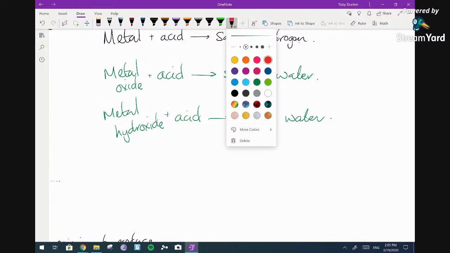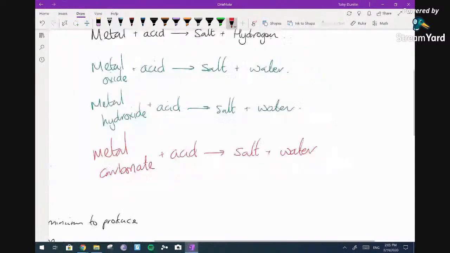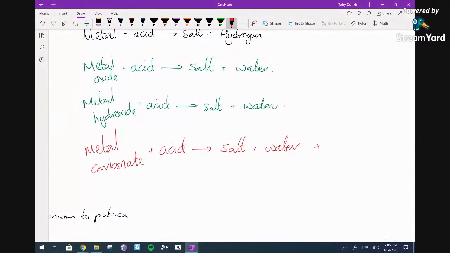I'm going to do my last color in red. Metal carbonate plus acid goes to salt, water, and CO2, carbon dioxide.